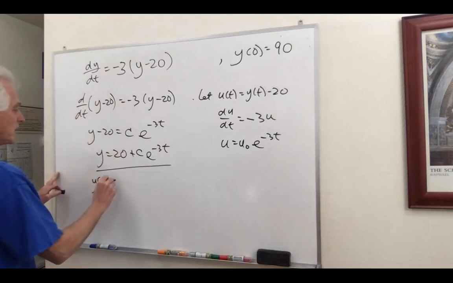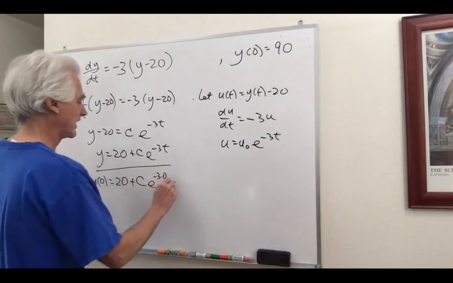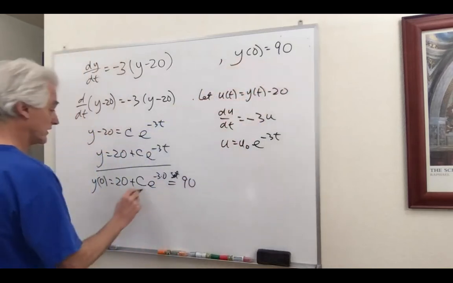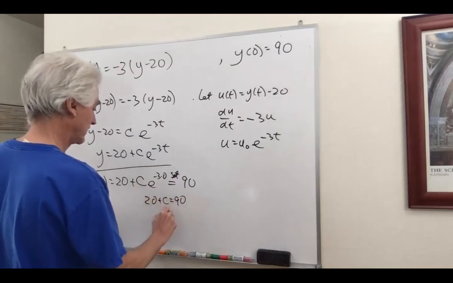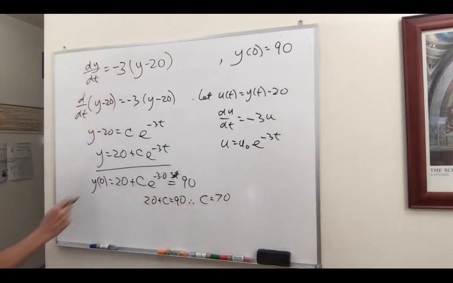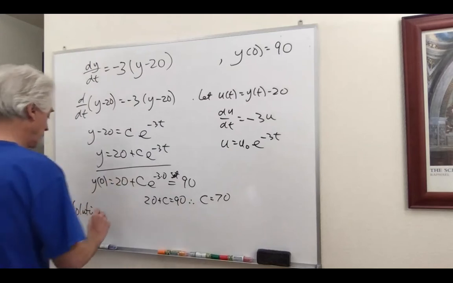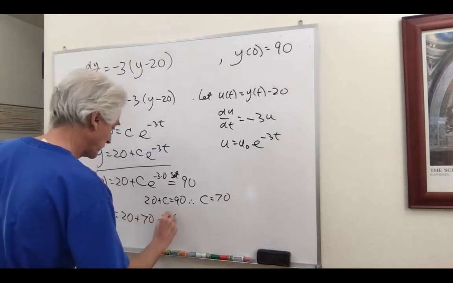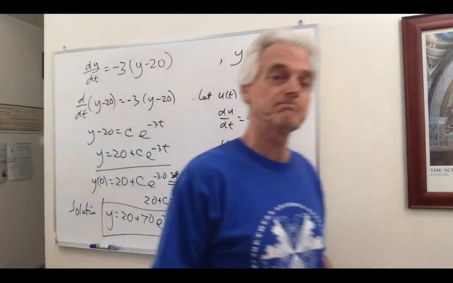y of 0 is 20 plus c times e to the minus 3 times 0, and we're going to set that equal to 90, because y of 0 is 90. But e to the 0 is 1, so 20 plus c is 90. Therefore, c is 70. Okay? So the solution is y is 20 plus 70 e to the minus 3t.